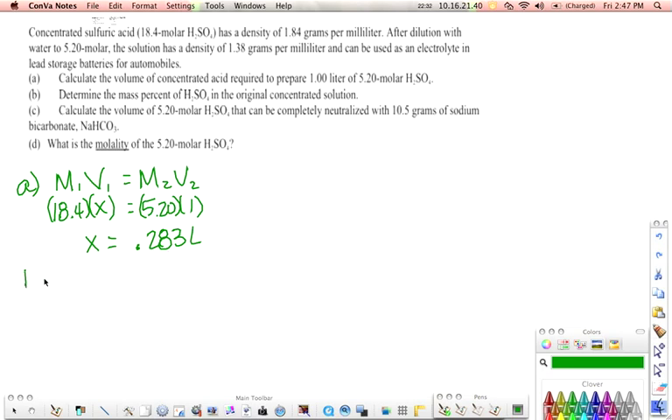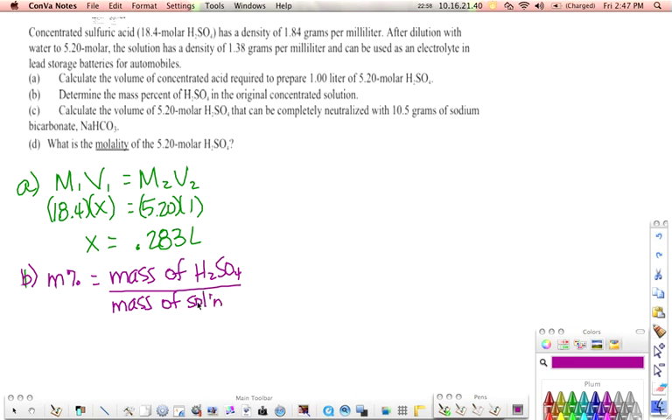And then B, I'm going to change colors. B asks you to figure out the mass percent. Well, remind yourself of the units of mass percent. That's mass of, in this case, H2SO4 divided by the mass of the whole solution.